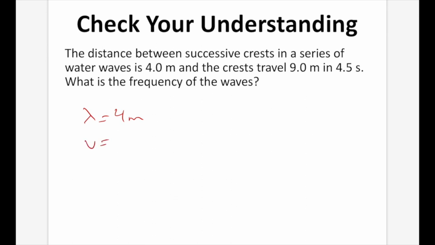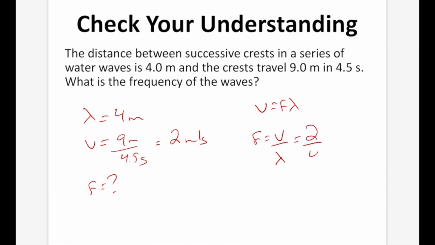Now V, we're not told outright, but we know it travels 9 meters in 4.5 seconds. Therefore, V is going to equal 2 meters per second, and we're looking for frequency. V equals F lambda. F is going to equal V divided by lambda. 2 divided by 4 is going to equal 0.5 hertz. Now we need 2 sig digs in our answer, so our final answer becomes 0.50 hertz.